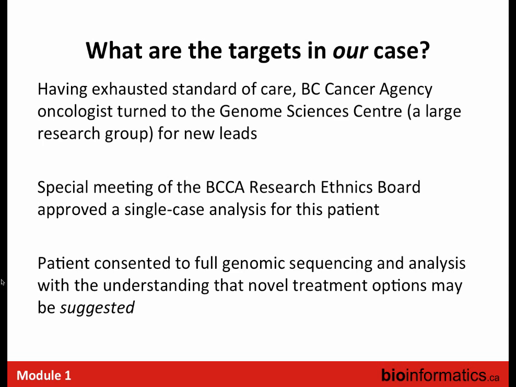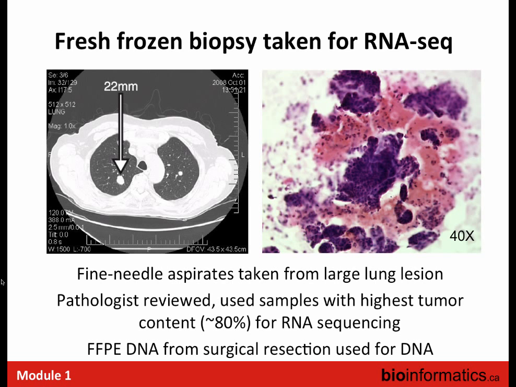Having exhausted standard of care, they turned to the Genome Sciences Center. They had REB approval, of course. A large team got together and approved a protocol for this one case. And the patient consented for full genomic sequencing and analysis with the understanding that no one had really done this before. These are all novel treatment options that may be suggested. So a fresh frozen biopsy was taken specifically for RNA sequencing.